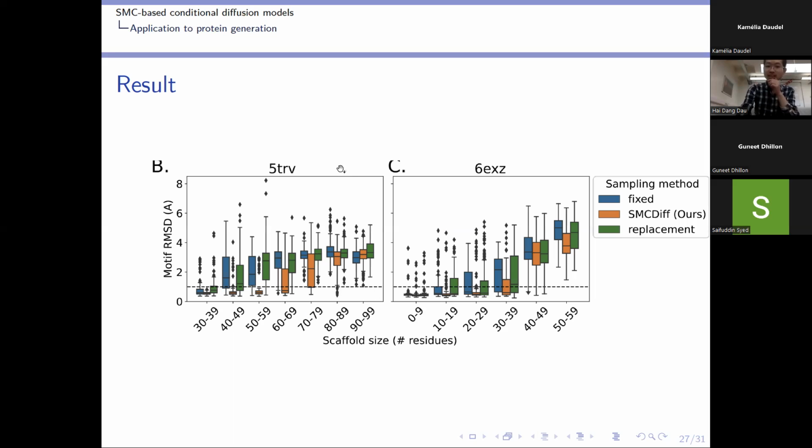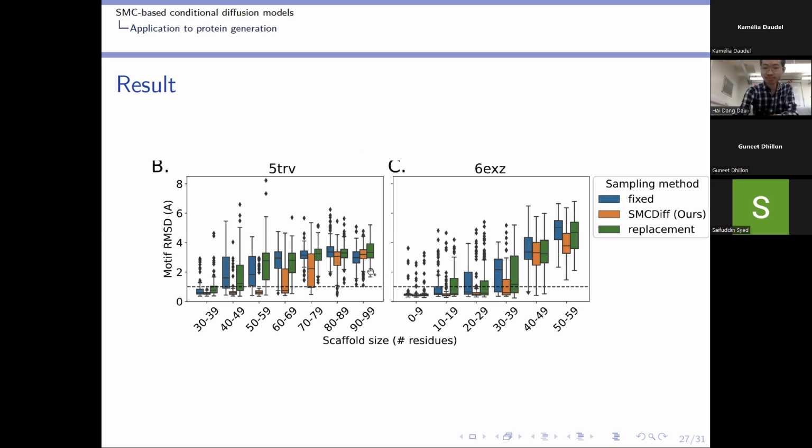In the first example, the fixed one is the best one for the largest scaffold size. Yes, but if you look at the confidence interval, you see that the 3 box plots more or less overlap a lot, and you cannot say that. In this region, everything breaks down.